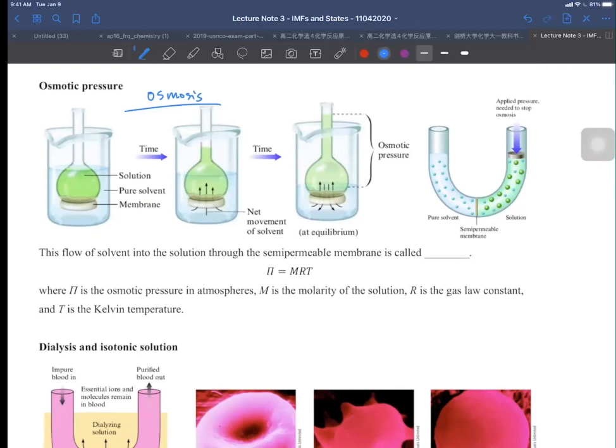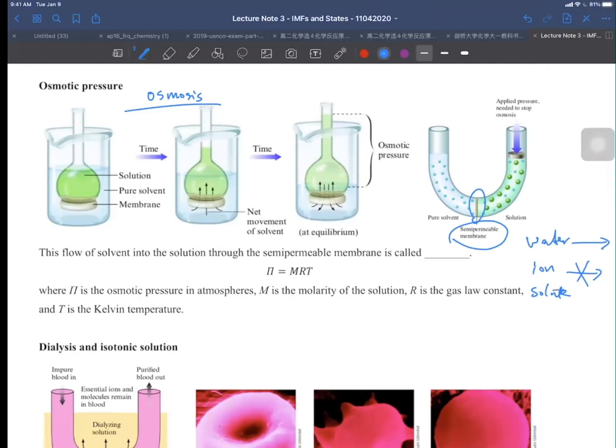So the general idea is like this. You have a U-shaped tube, and there is a semi-permeable membrane in the middle at the bottom. A semi-permeable membrane can only allow the solvent molecules to pass, but it prevents the solute particles from passing. Only some of the particles can go through it, but not the others. So if this is an aqueous solution, water can pass, but the ions or other solute particles cannot.